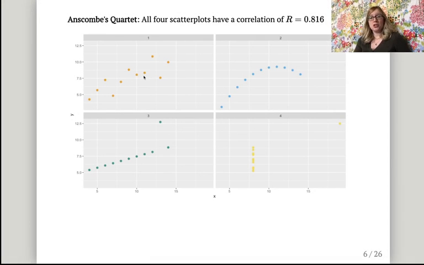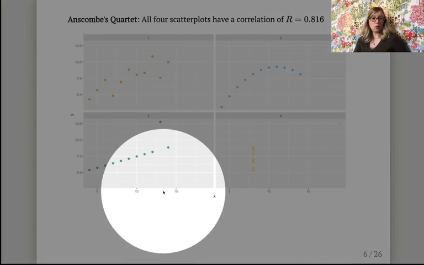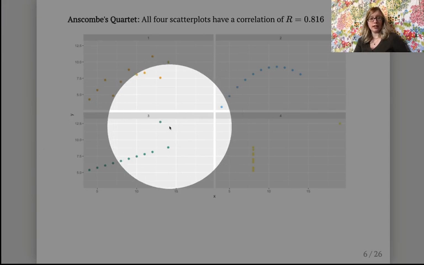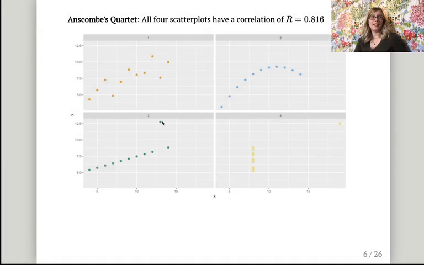Plot number 2 has a very clear curvature to it. This definitely does not represent a linear relationship between the variables. In plot number 3, all of the points are actually perfectly correlated, except for one. There's an outlier at the very top of the data set. Plot number 4 is the same idea, however, there was no correlation until the outlier came along.